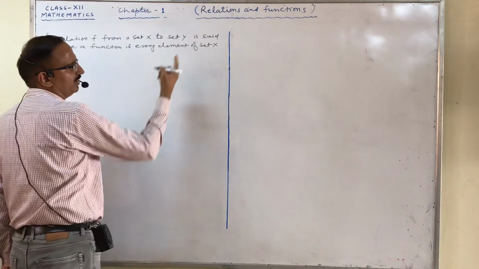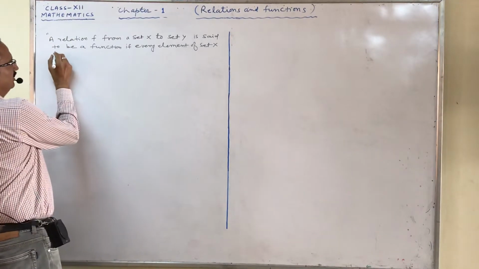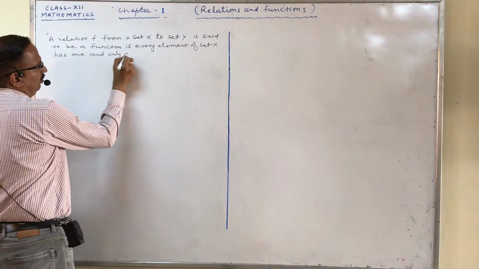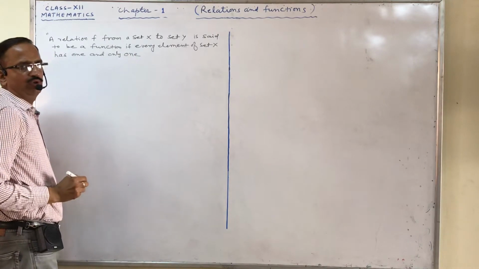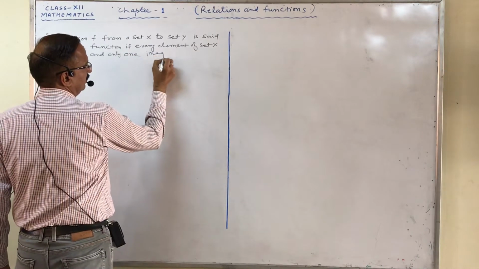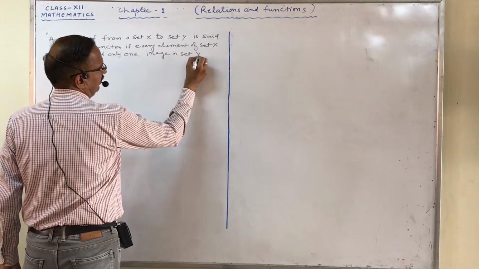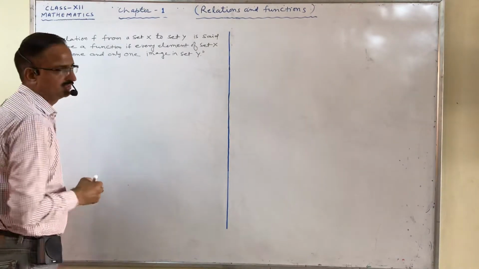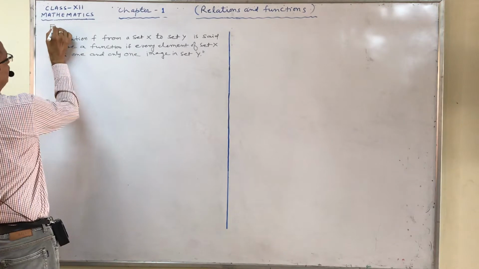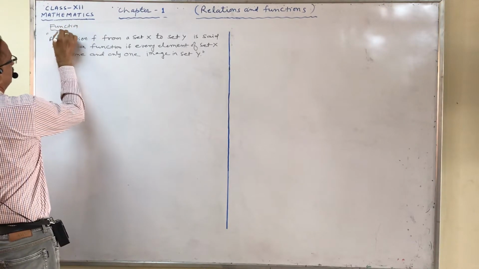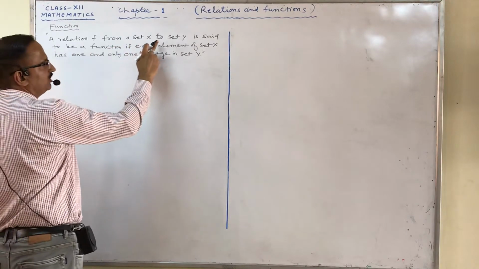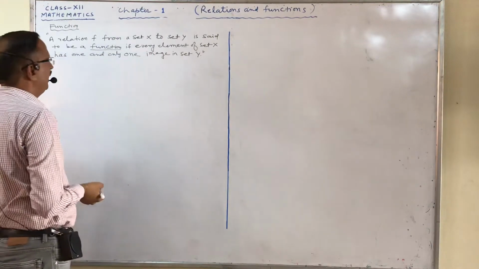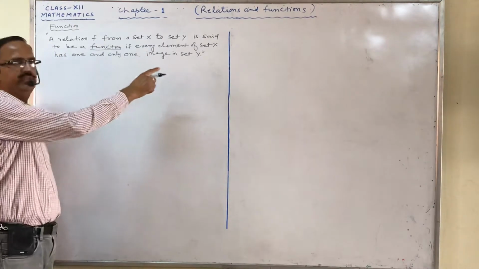So, if every element of set x has one and only one image in set y, then we can say that the relation is a function. So this is the definition of function. A relation f from a set x to set y is said to be a function if every element of set x has one and only one image in set y.